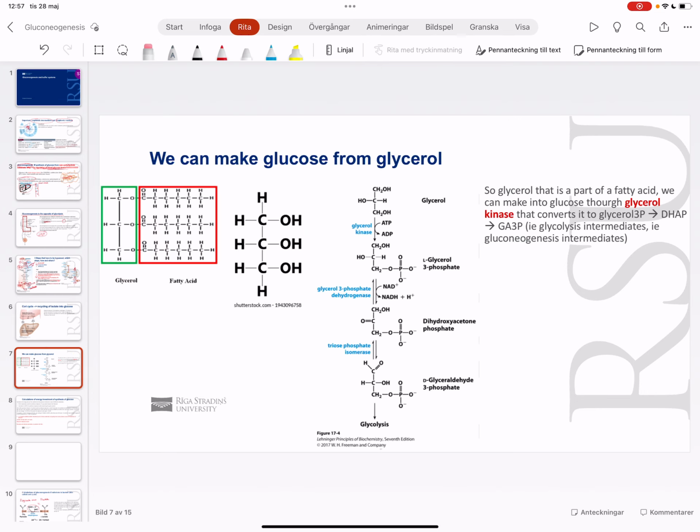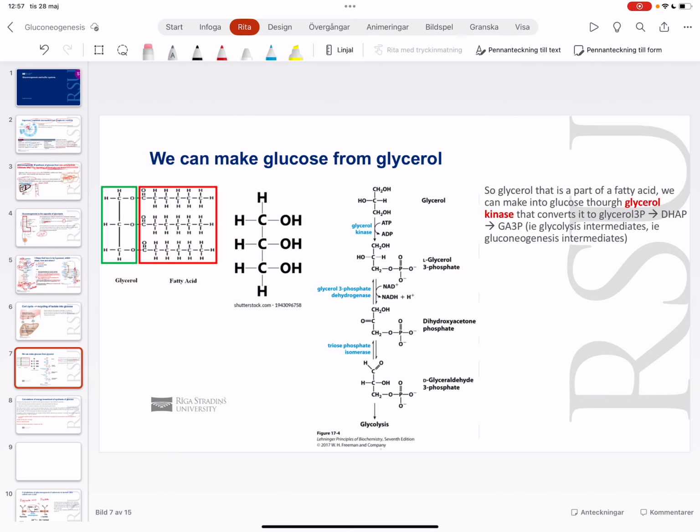So I hope I just made it clear that we had the different substrates. The different substrates for gluconeogenesis are lactate, amino acids, glycerol, and also pyruvate. And that's what I'm going through. So the Cori cycle will use lactate. And then we have glycerol that can also be a substrate for gluconeogenesis.